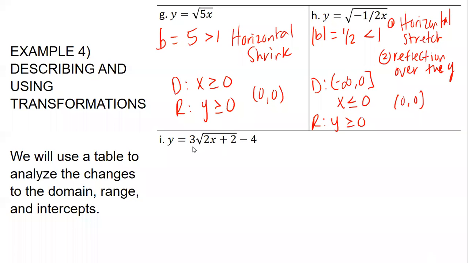All right, so first you have your A variable, right? And A equals 3, so that is a vertical stretch. Okay, then we have our B variable. B equals 2, so that's a horizontal shrink.